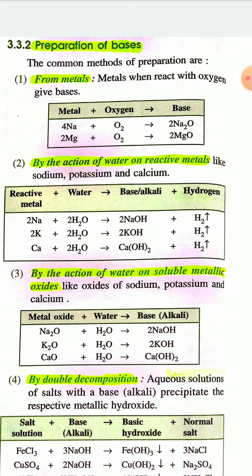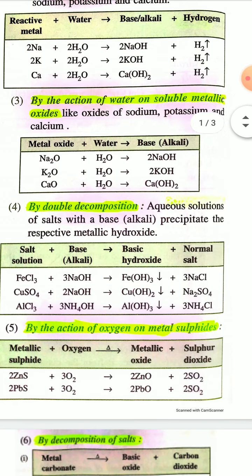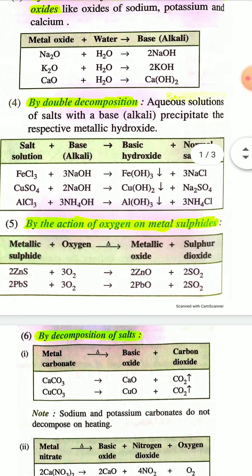So the reactions are Na2O plus H2O gives 2NaOH, sodium hydroxide. K2O plus water gives 2KOH, potassium hydroxide, which is also a base. Calcium oxide plus water gives Ca(OH)2, calcium hydroxide, which is also a base. So when soluble metal oxide reacts with water, it will form base or alkali.